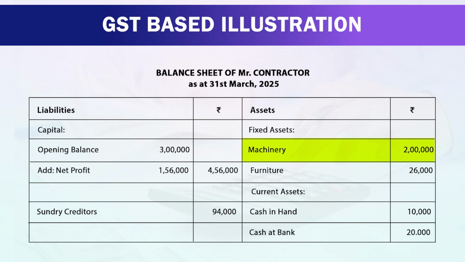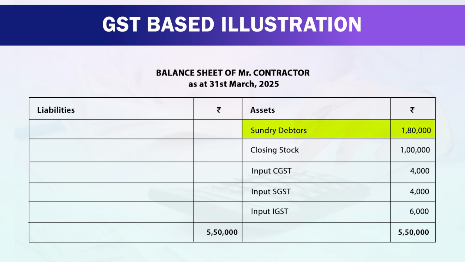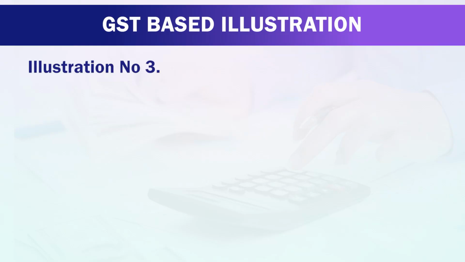We have machinery of rupees 2 lakh, furniture of rupees 26,000, cash in hand 10,000, cash at bank 20,000, sundry debtors 1,80,000, closing stock 1 lakh, input CGST 4,000, input SGST 4,000, input IGST 6,000 rupees. The total of the balance sheet is 5,50,000. Now, let us see another illustration with small modification.